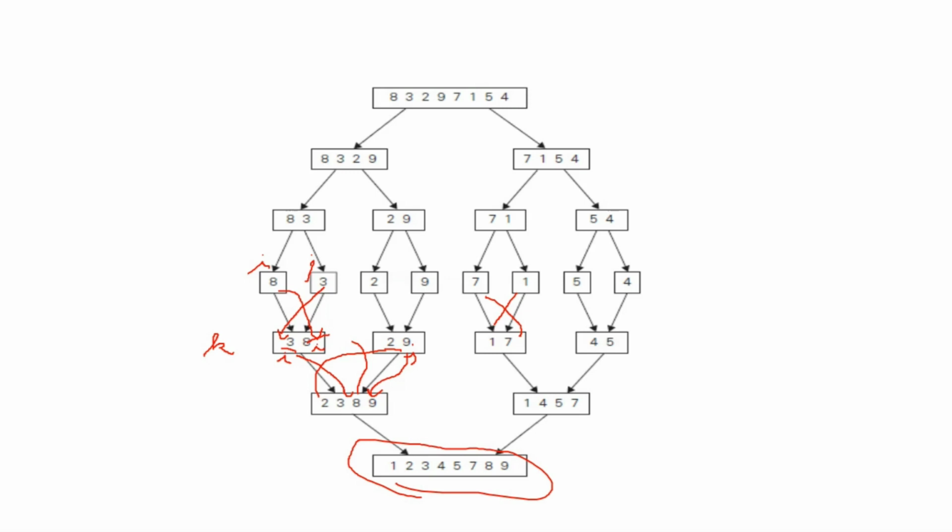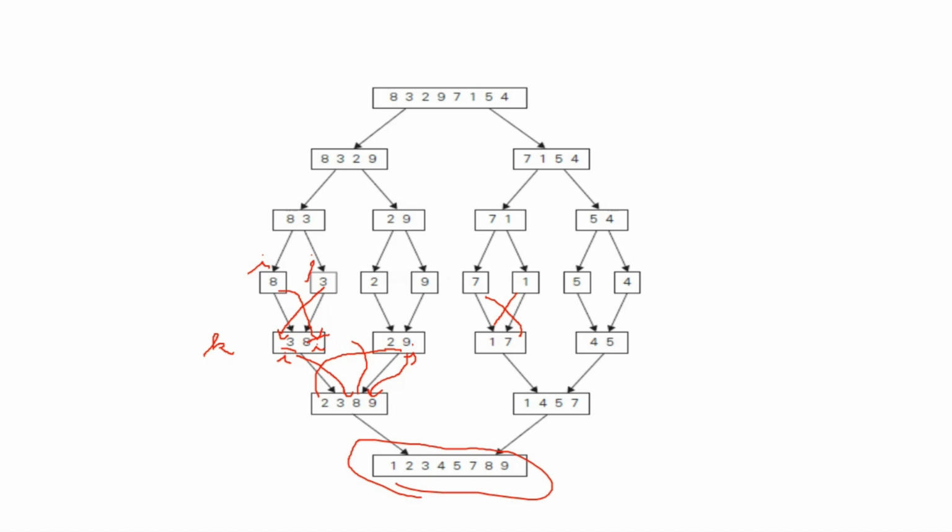But when we see the condition, what will happen? This array is empty. I is not equal to P. That means there is an element here. So this element next will be copied to this position. Similarly, 2 and 9, first 2 is copied, then 9. In case of 7, 1, first 1 is copied, then 7 is being copied.